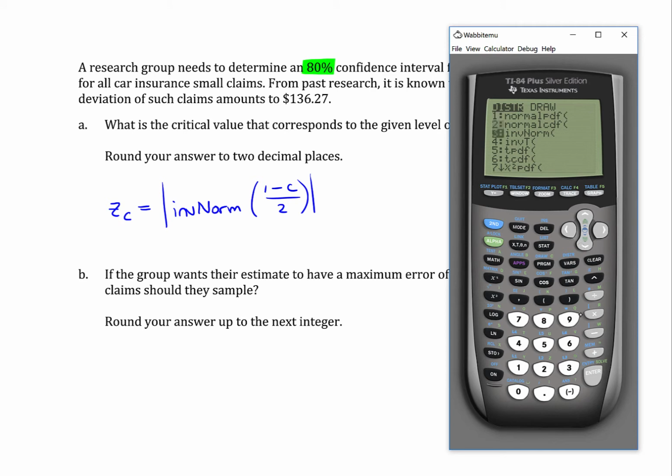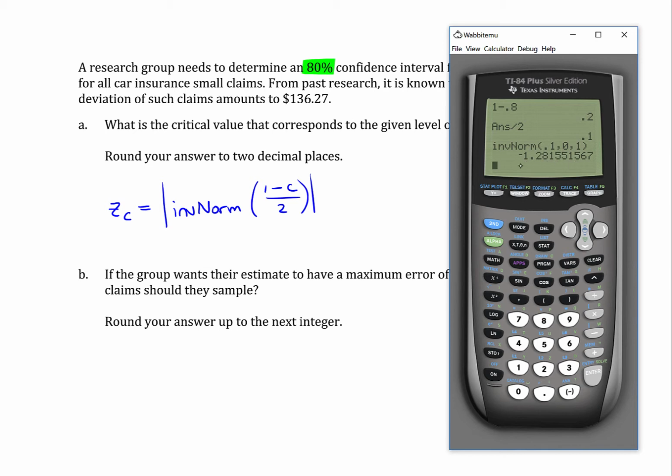Then I need to put that into inverse norm. And if you don't get a menu here, that's okay. Just type in the 0.1 that we just found. If you do have the menu, just follow along with me. Either way is fine. The mean and standard deviation are 0 and 1 because we're using a standard normal distribution. And we paste that, then press enter. We come up with our critical value.